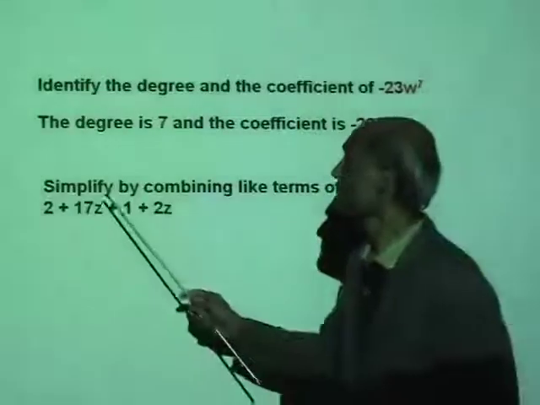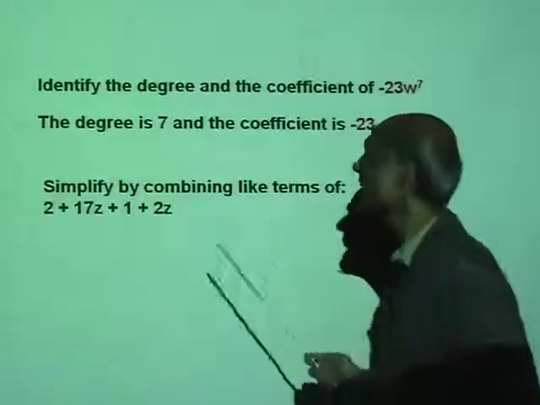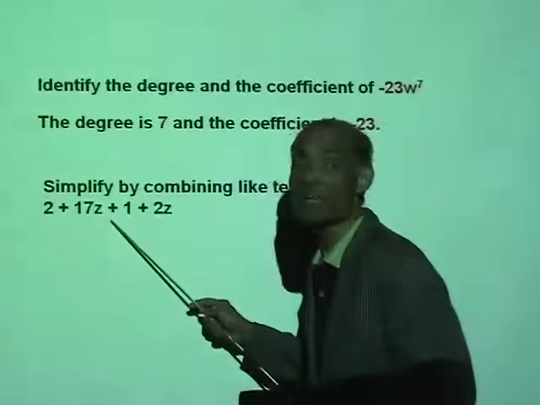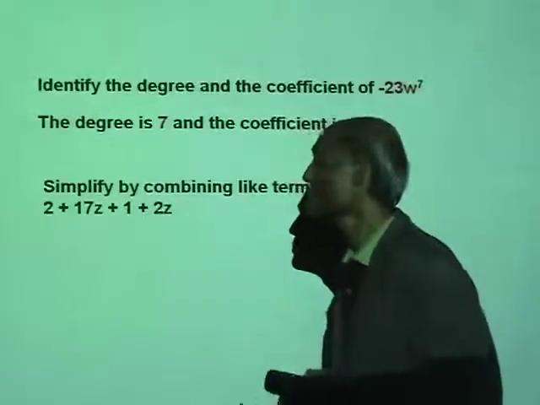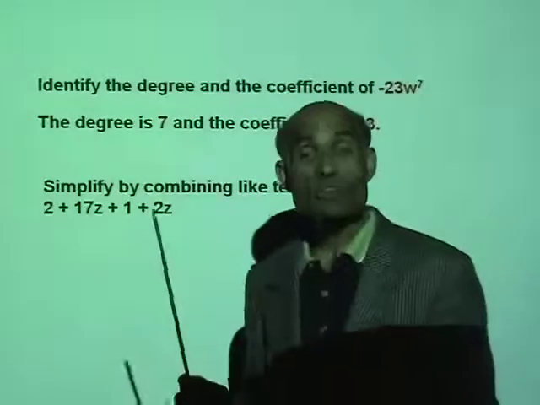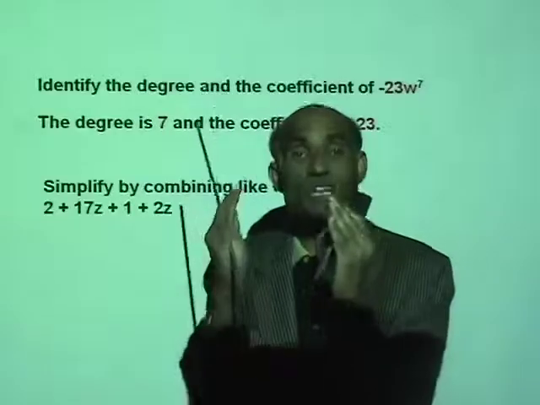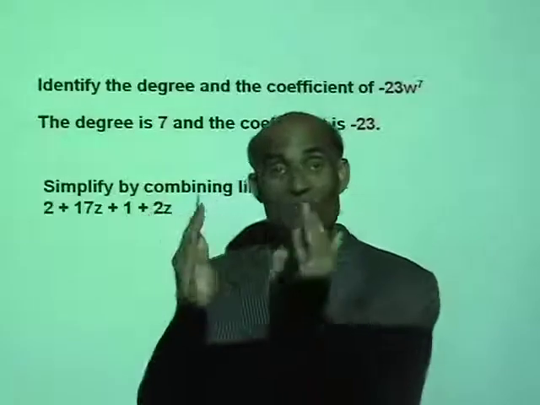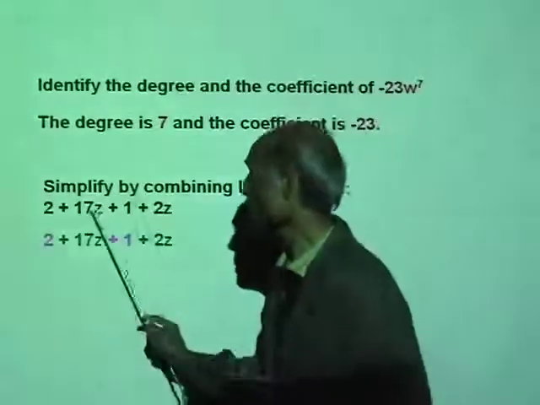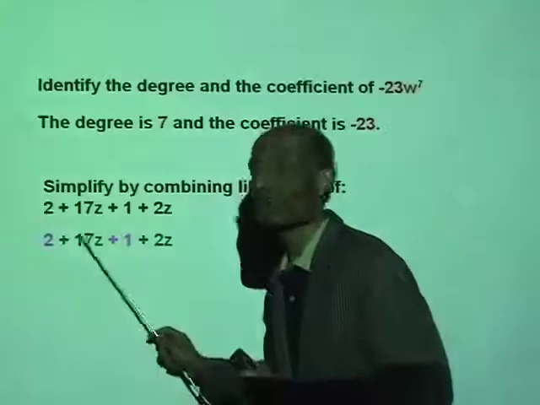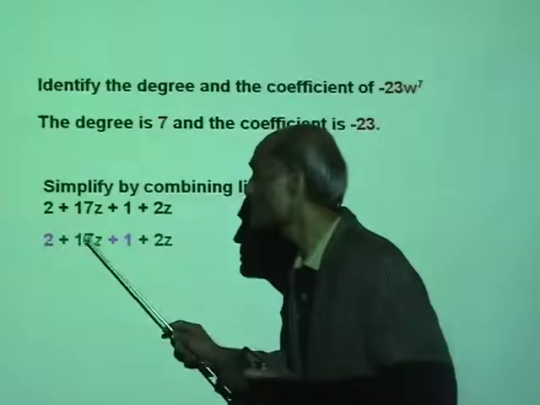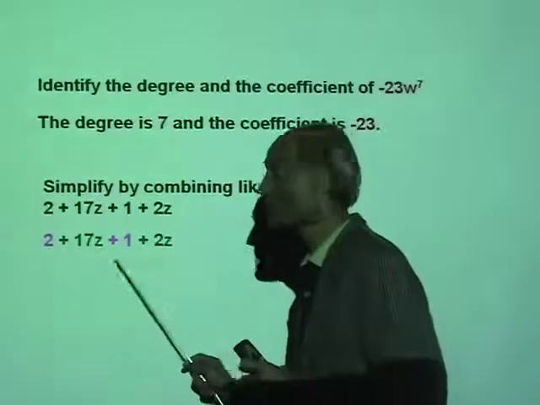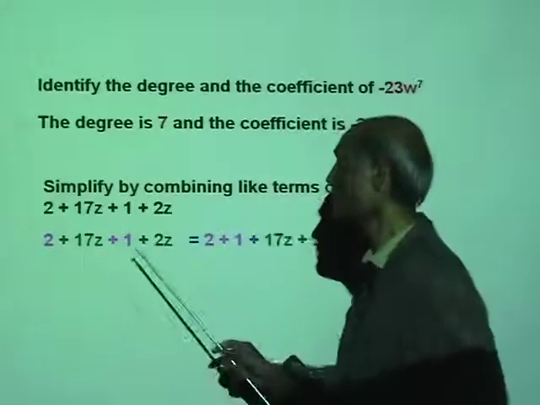Alright, another one. Simplify by combining like terms: 2 plus 17z plus 1 plus 2z. What you need to do first is to use the associative property of addition so that you combine like terms together. Alright? Now, I have colored like terms. Look at this. Purple for the numbers and green for the terms in z. They are like terms.